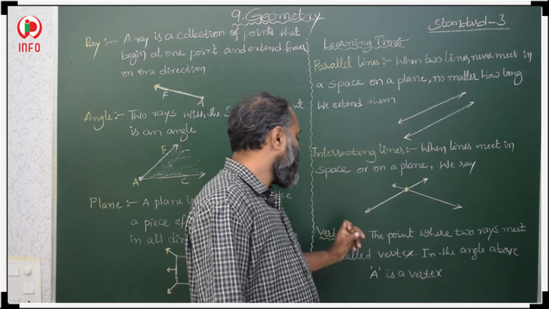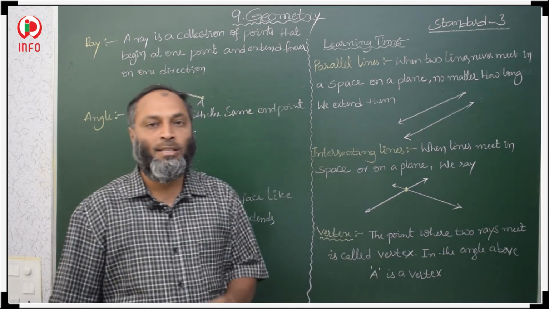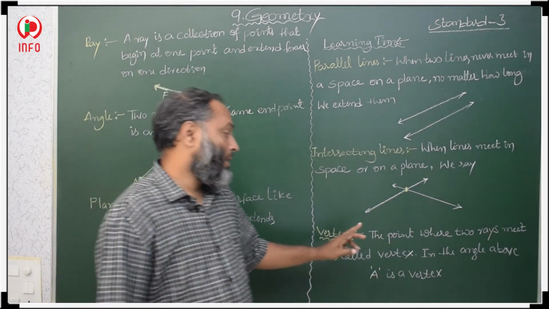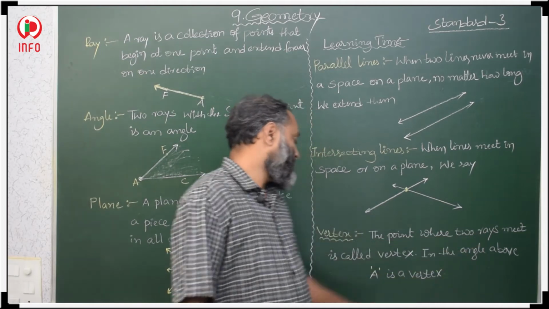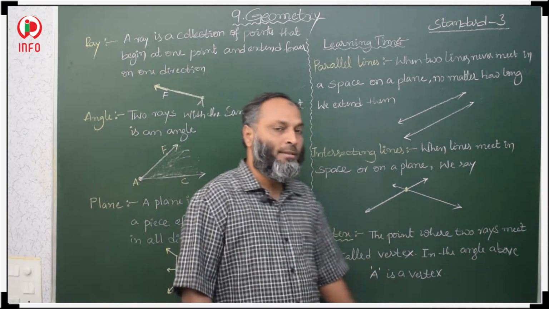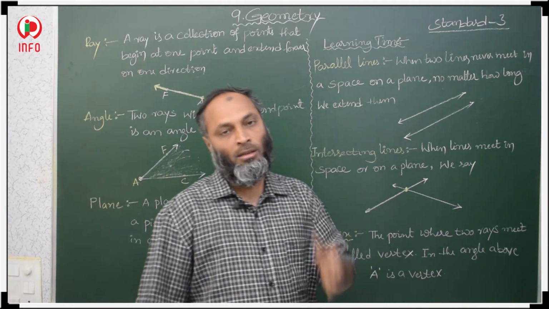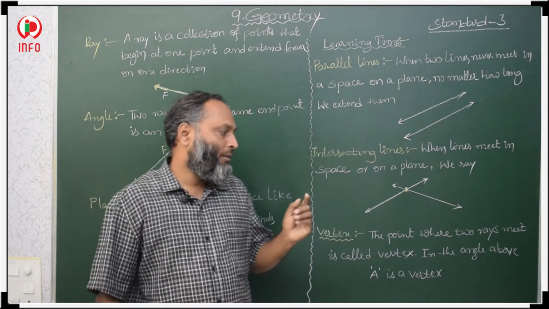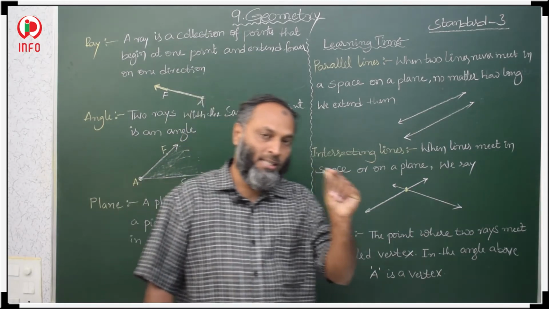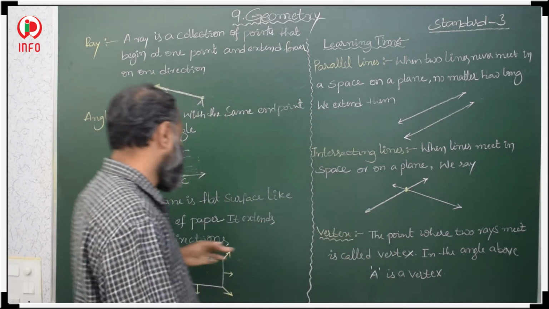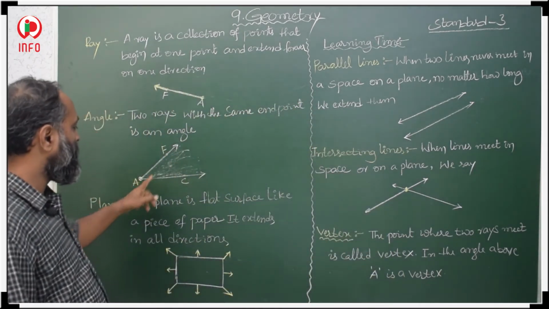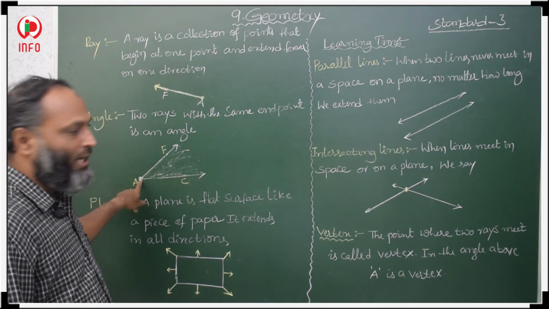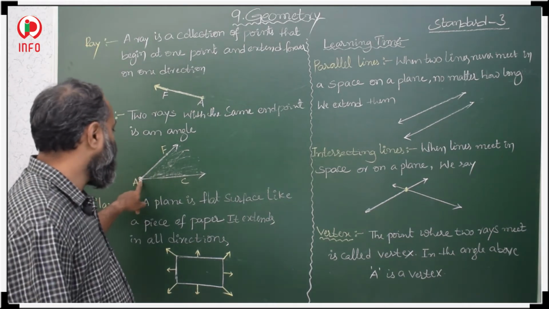Now vertex. What is a vertex? The point where two rays meet is called a vertex. If two rays or two line segments or two lines meet, the point where they meet is called a vertex. Here in an angle, these two rays meet at a point A. So this A is the vertex.